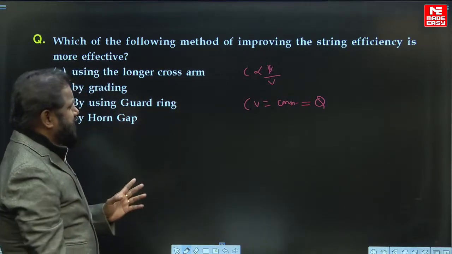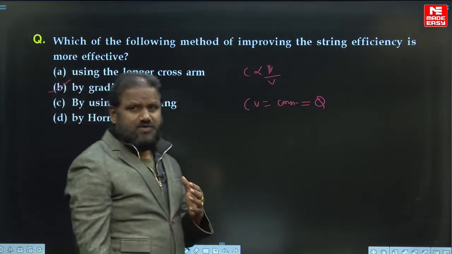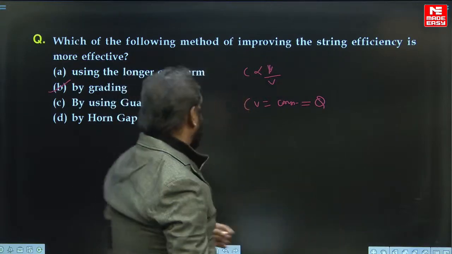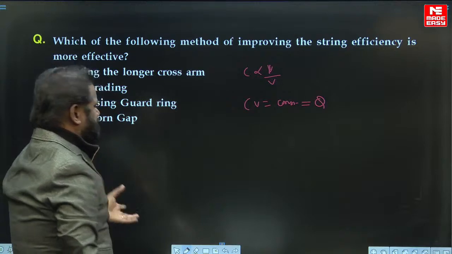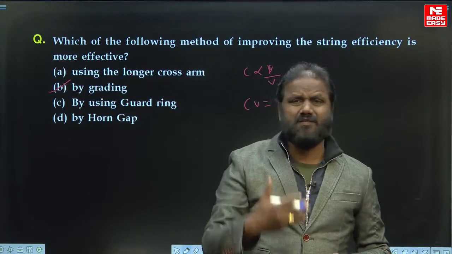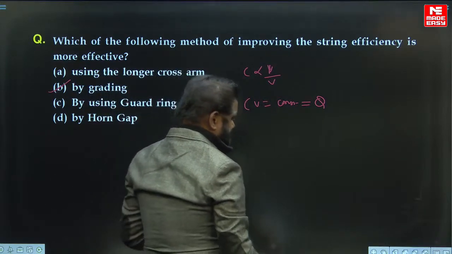That is the reason the grading method is the most effective one compared to all the others. Grading is the most effective method. Longer cross-arm and ordering can also subsidize it, but they cannot do so as much as grading does.